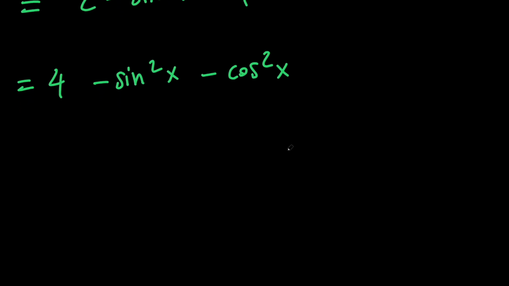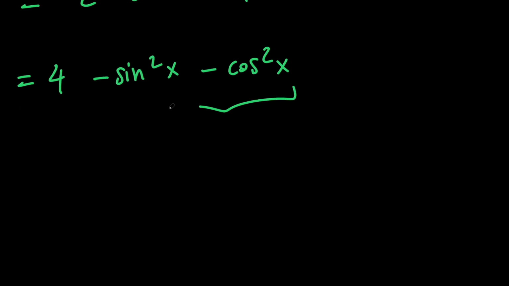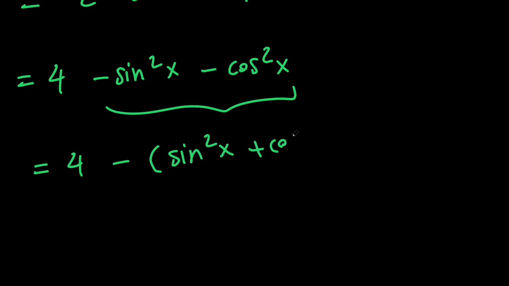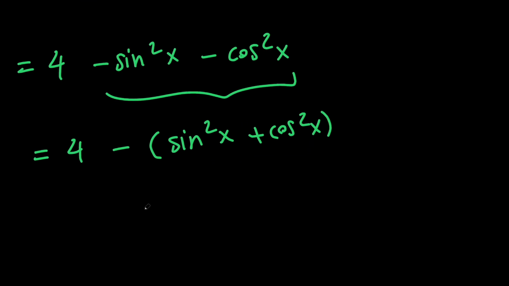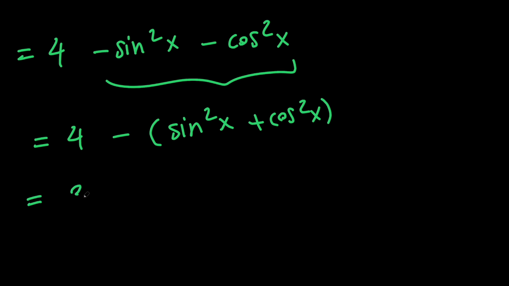But notice that if I factor out a negative out of these two, I'm going to get 4 minus the quantity sine squared of x plus cosine squared of x. And based on the Pythagorean identity, this is equal to 1. So we have 4 minus 1, which is 3. So our expression simplifies to 3, and this brings us to the end of this video.